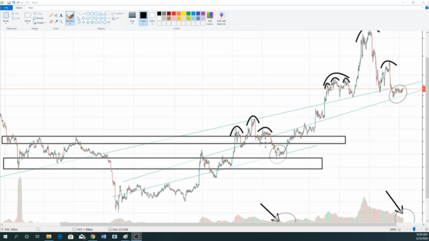Now in the first inverse head and shoulder down here, we can see that we had a support resistance zone. The pattern itself played out nearby the small support resistance area, and it dipped and wicked into the bigger support resistance area. And then it started moving up.